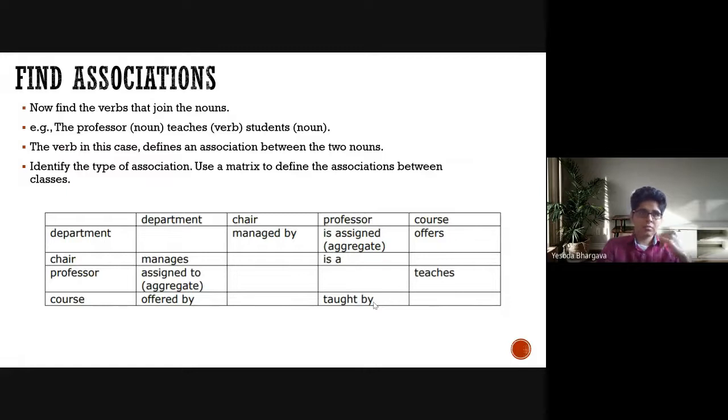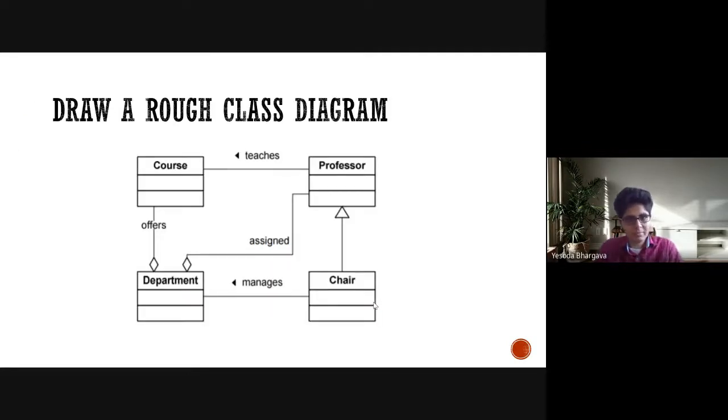After this, you have identified the classes, you have found the possible association between the different classes. Now you go on to develop a very rough diagram. That's the first level class diagram that you make. So it looks something like this. Your professor is teaching a course. The department contains the course and it also is assigned to professor. So there is an aggregate relationship between the course and the professor. So the creator has gone one step further from the association relationship to the aggregate relationship.